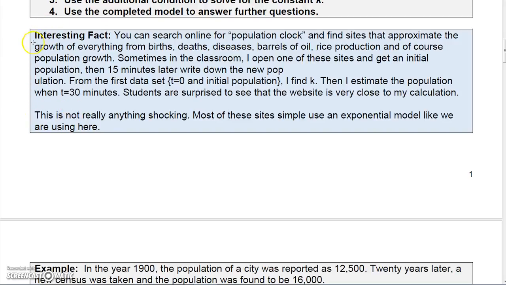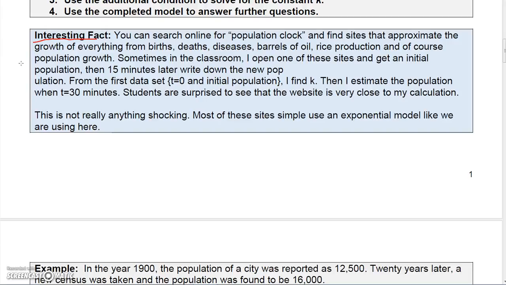Something you might find interesting: if you do a search online for population clock, you'll find sites that actually use this type of model to approximate growth or decay of a lot of different variables.